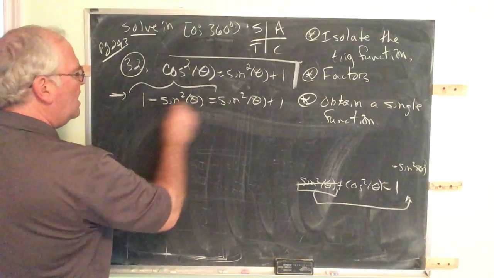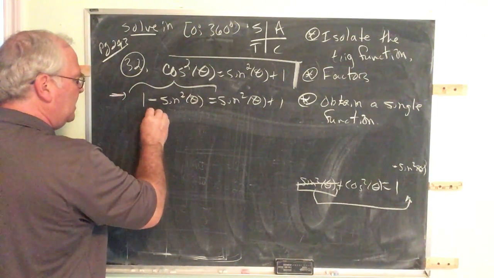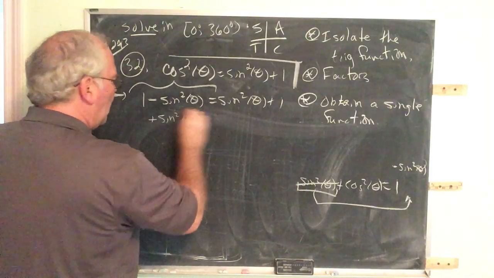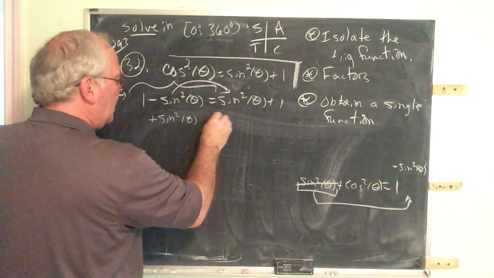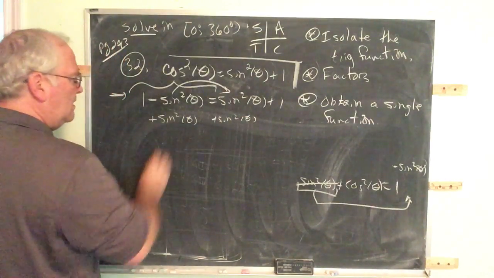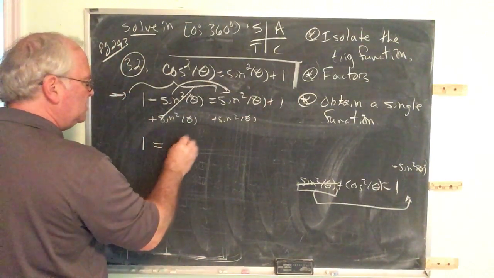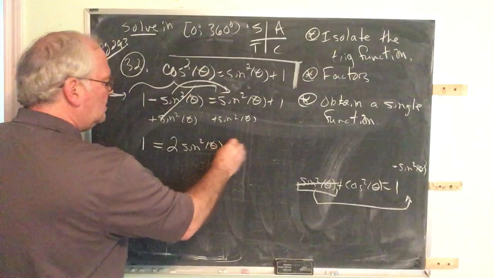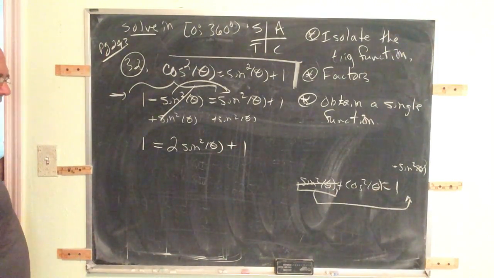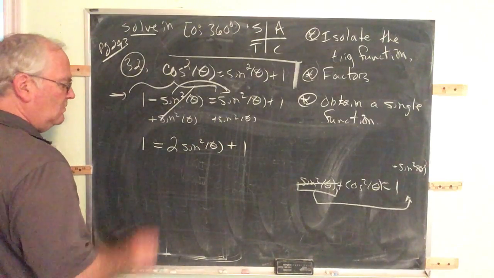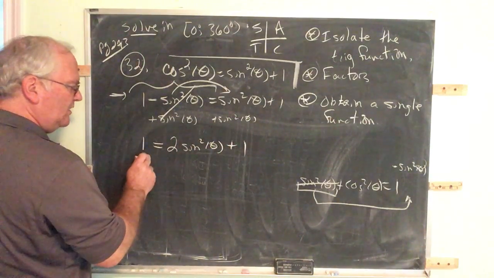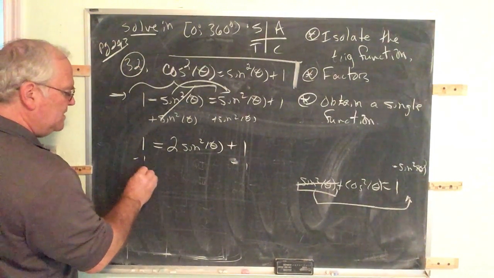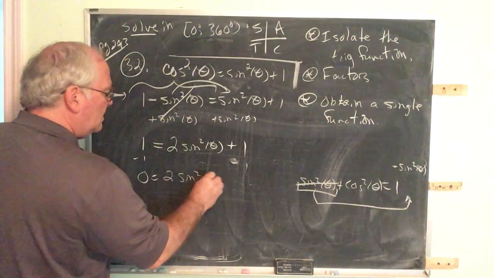All right, so let's see here. What can we do here? Can we combine the sine terms? I'm going to move this sine squared to the right-hand side, so it cancels over here. I have 1 is equal to sine squared plus sine squared, which is 2 sine squared, plus 1. And now what can we do? Well, can we get rid of these 1s? Look, we can get this thing equal to 0. That always helps. Subtract 1 from both sides of the equation. We have 0 is equal to 2 sine squared theta.